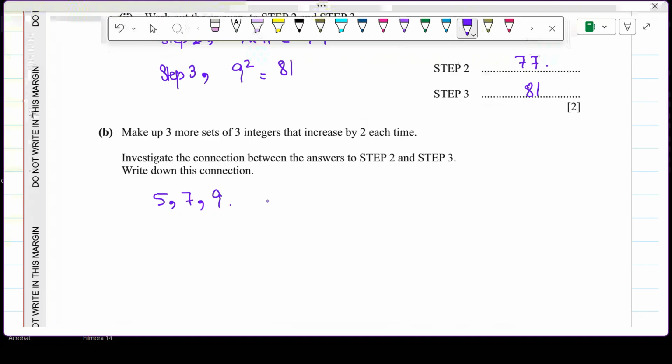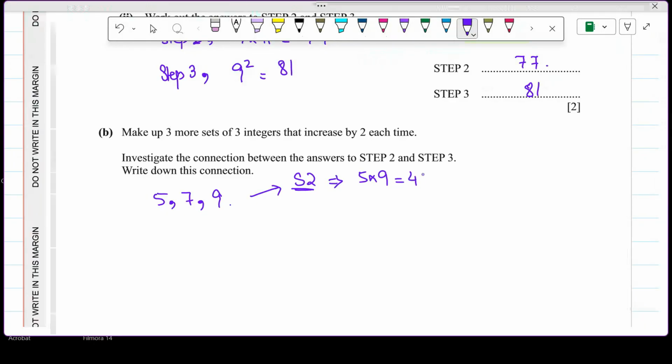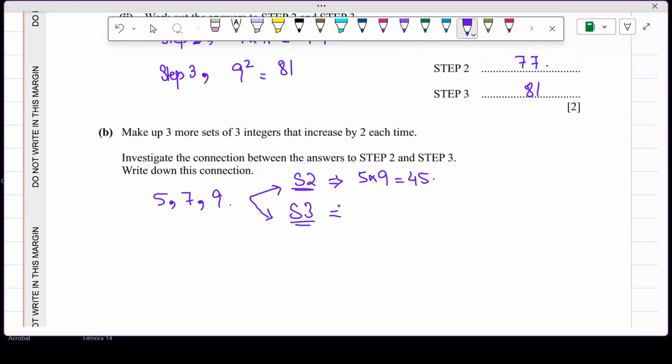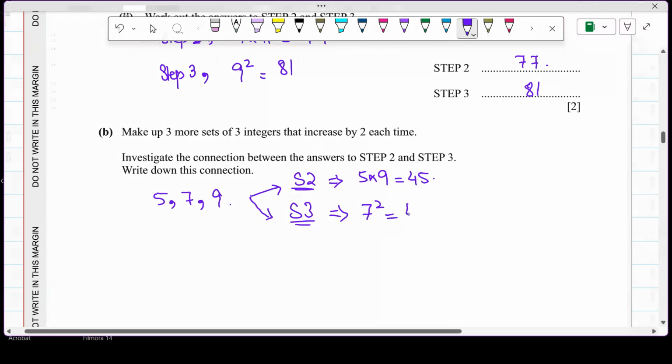In this case, if we apply step 2, I am representing it as S2, we need to multiply the first and last integer. So 5 times 9 equals 45. And when we apply step 3, which is the square of the middle term, in this case 7 is the middle term, so its square is 49.